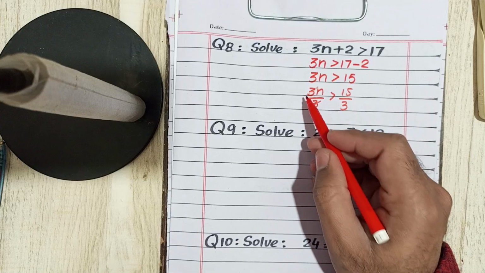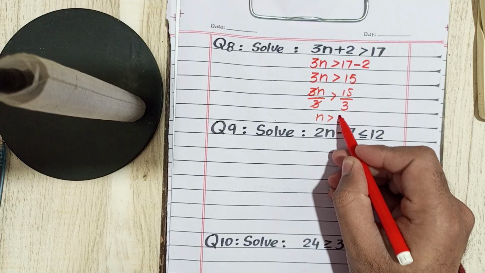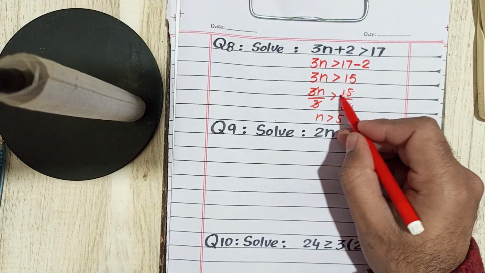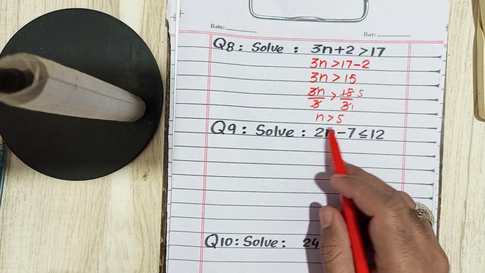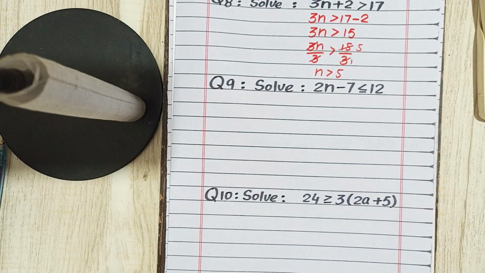So we cancel 3 with 3. So the value of n is greater than or equal to 5. So 3 times 1 is 3, 3 times 5 is 15. So n is greater than or equal to 3. So this is our final answer. I hope you got it.